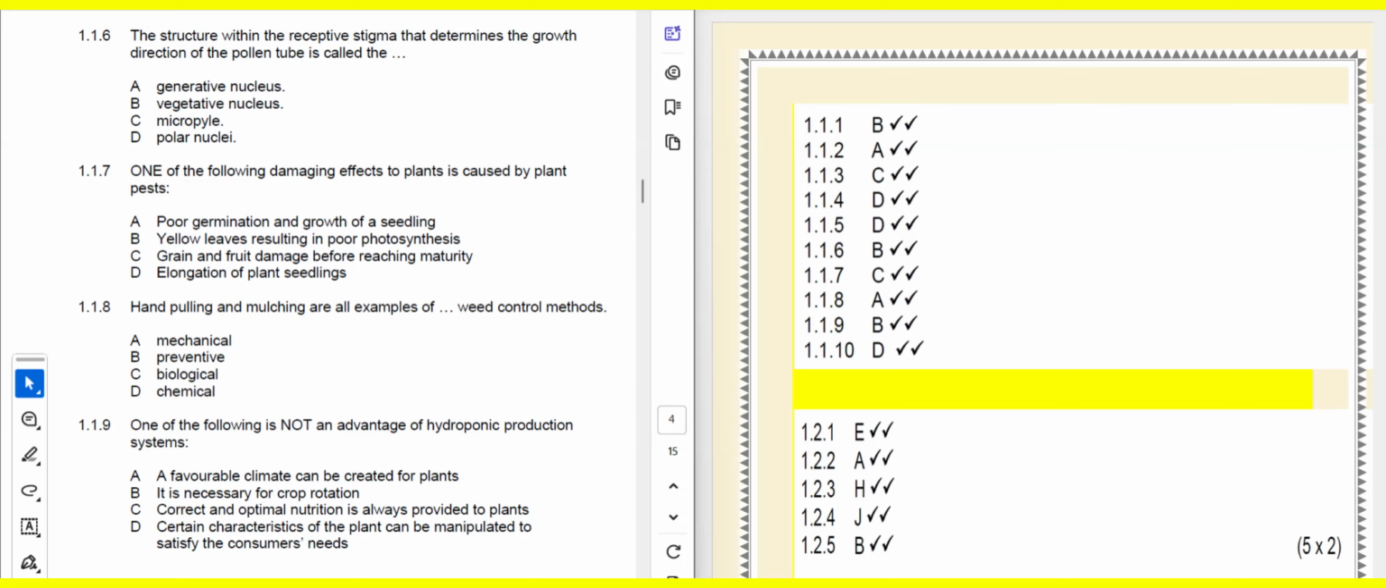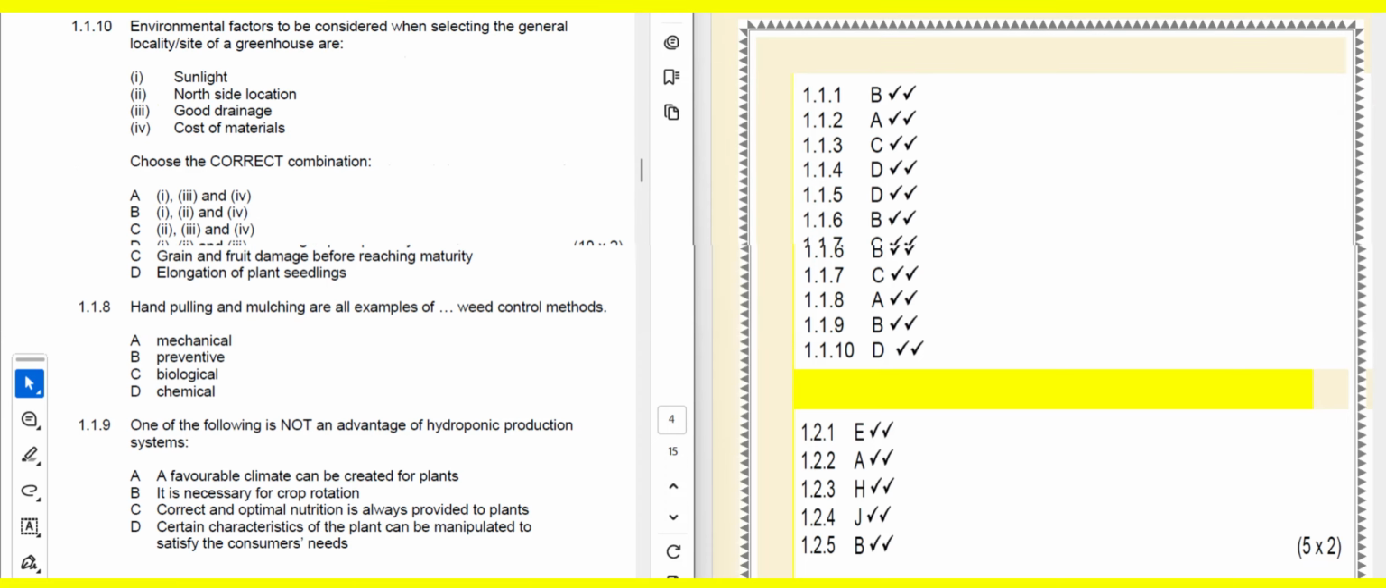1.1.9. One of the following is not an advantage of hydroponic production systems. A. A favorable climate can be created for plants. B. It is necessary for crop rotation. C. Correct and optimal nutrition is always provided to plants. D. Certain characteristics of the plant can be manipulated to satisfy the consumer's needs. Letter B. This refers to the necessity of crop rotation.